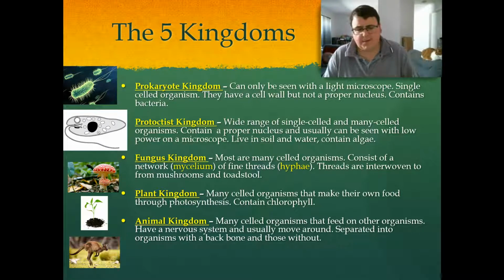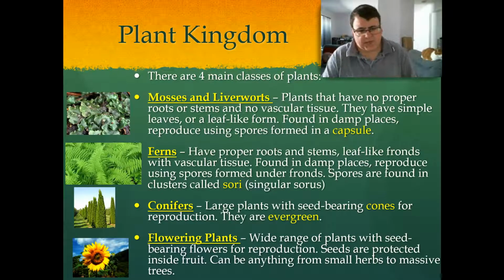We will be looking at some of these in more detail, specifically the plant and animal kingdom, and that's what the remainder of this PowerPoint will be about. So first we'll start with the plant, and there are 4 main classes of plants that we look at. There's mosses and liverworts, there's ferns, there's conifers, and there's flowering plants.